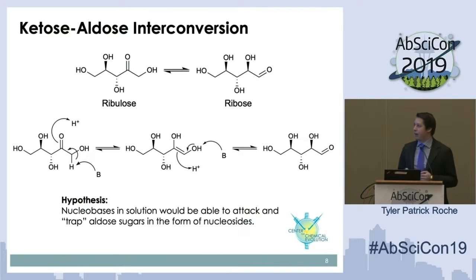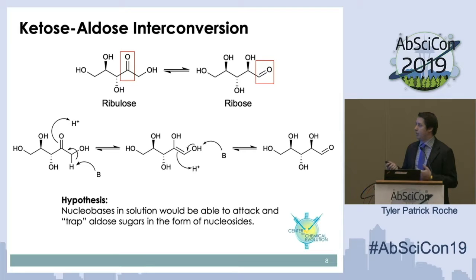To get into that, talking about aldoses and ketoses, what do I mean exactly? When you look at these two sugars, ribulose and ribose, they're isomers. They're both 5-carbon sugars. Ribulose is a ketose because it has a ketone functional group, and ribose is an aldehyde or an aldose sugar because it has an aldehyde functional group.